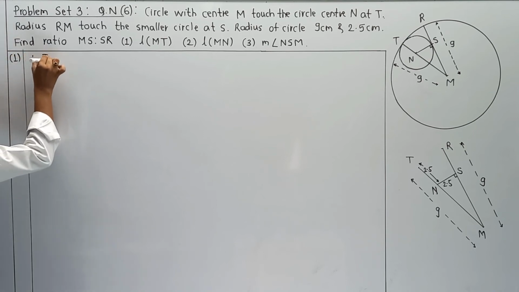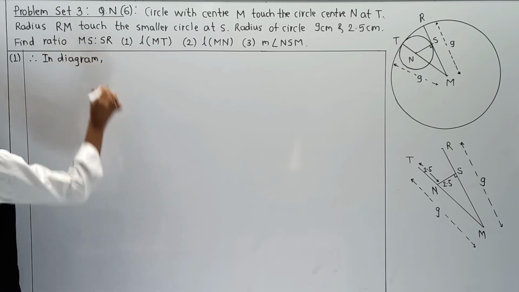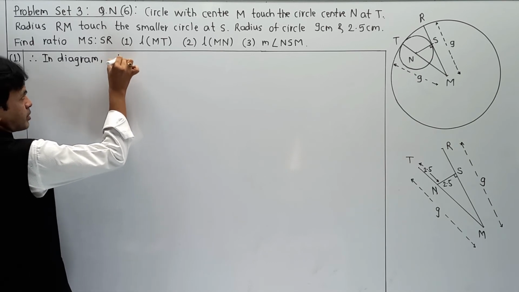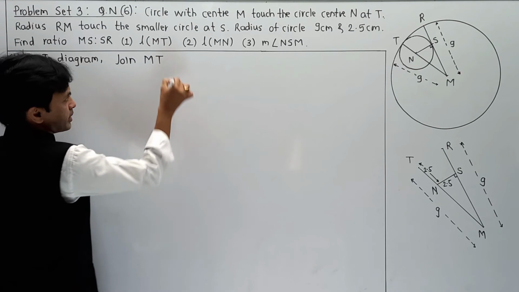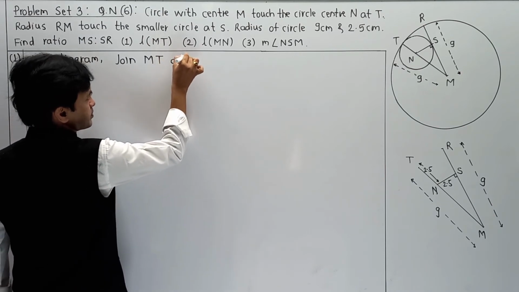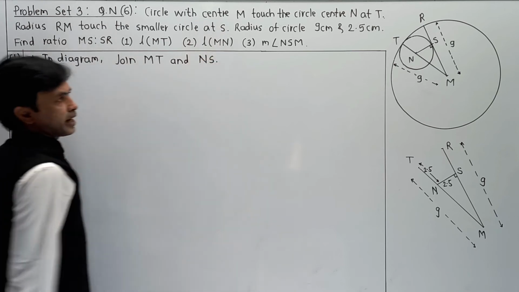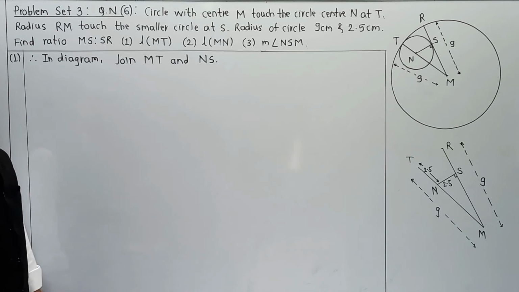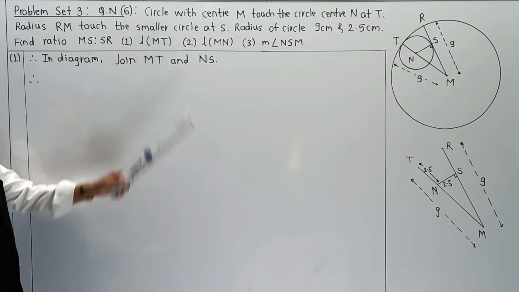Therefore, in the diagram, join MT as a radius. Join MT and NS. And now MT is one straight line which passes through the center N. From that, one by one, first of all our target is to find the length of MT.